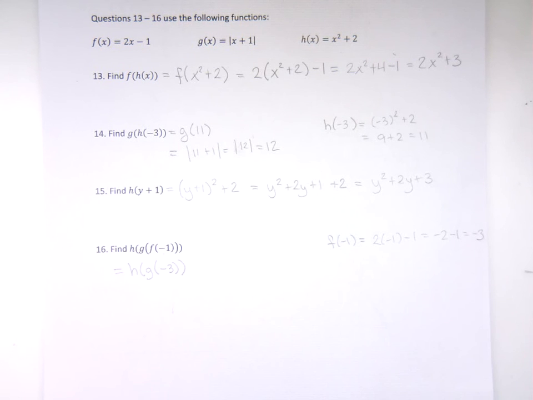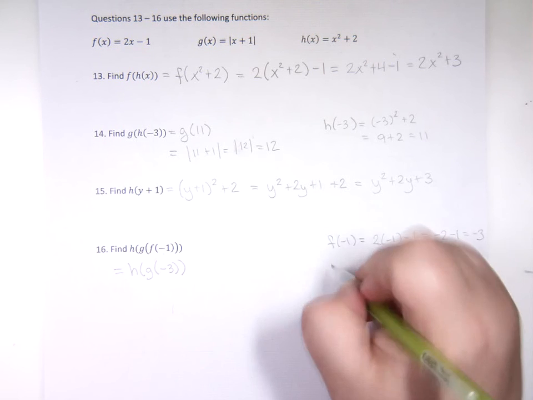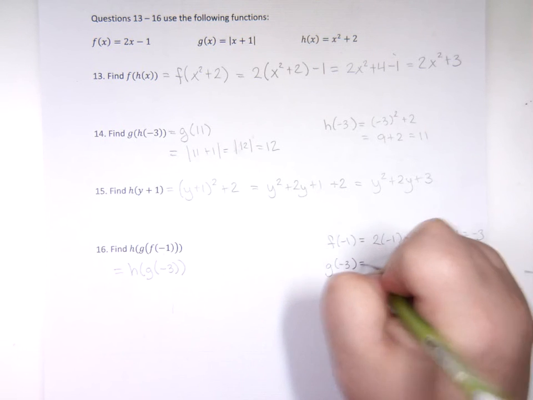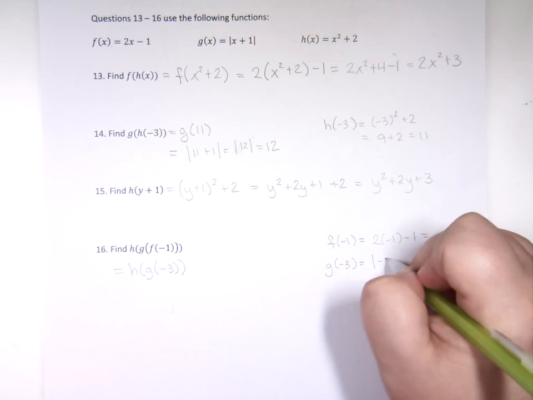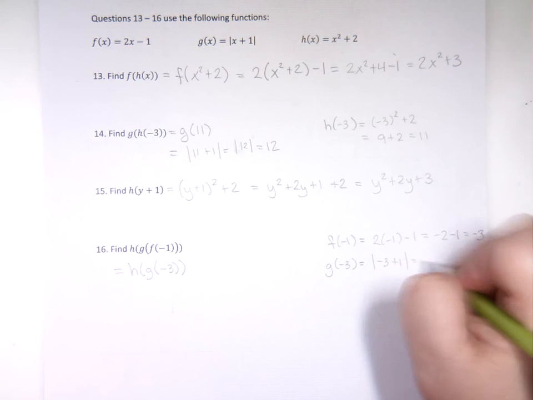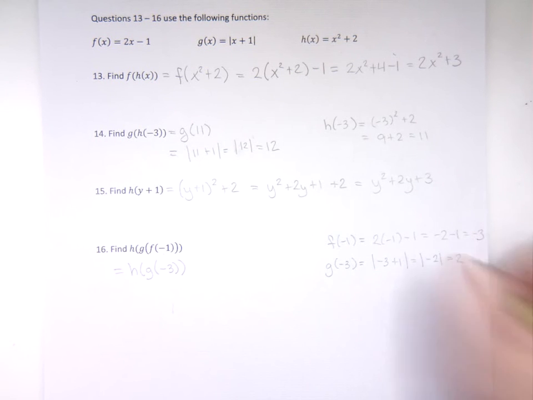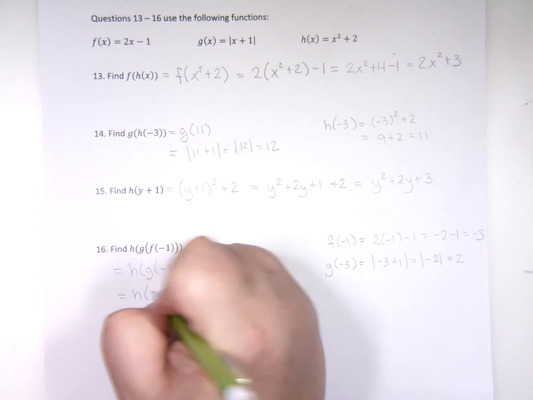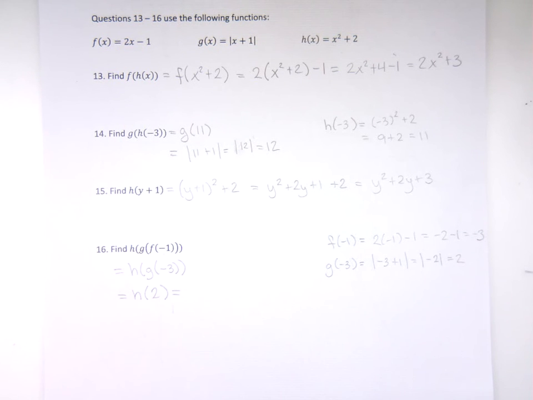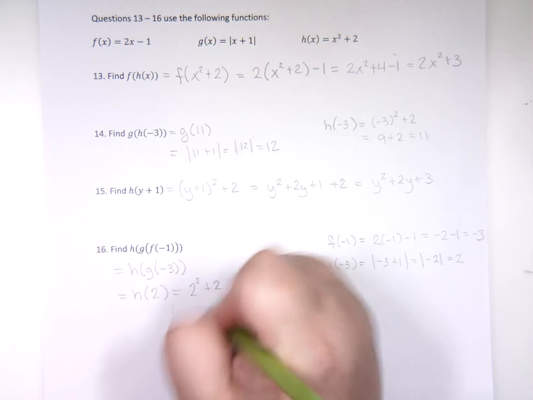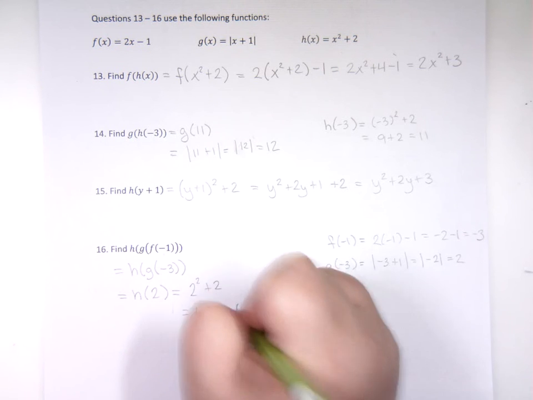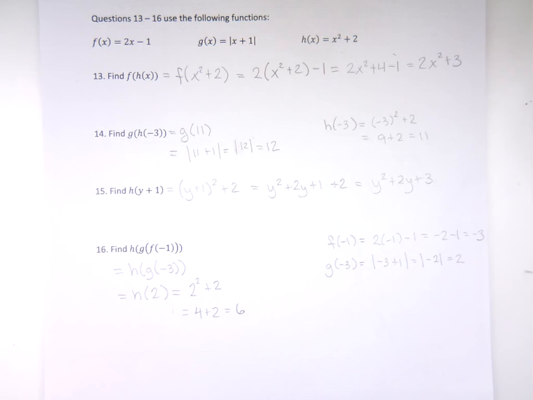Now we have to do g of negative 3. g of negative 3 is the absolute value of negative 3 plus 1. That's the absolute value of negative 2, which is going to be 2. So now that gives us h of 2. And h of 2 is going to be 2 squared plus 2. That's 4 plus 2, and our final answer is 6. So composition of functions, not so bad. You just have to plug in very carefully and watch your signs. So yeah, there's that.